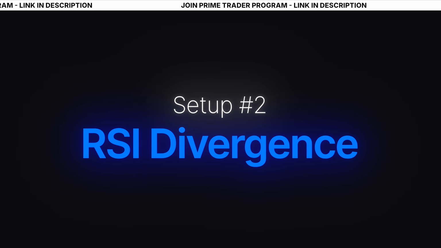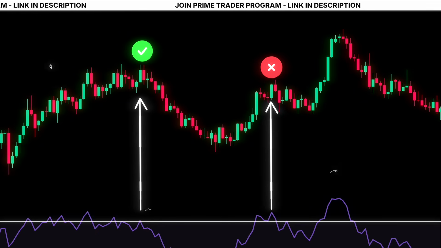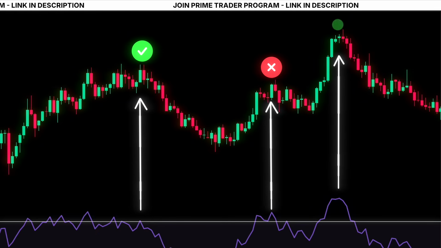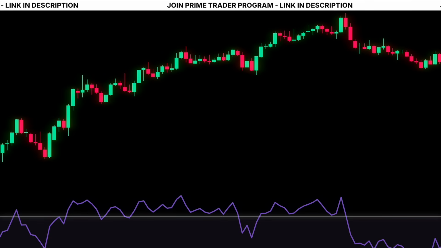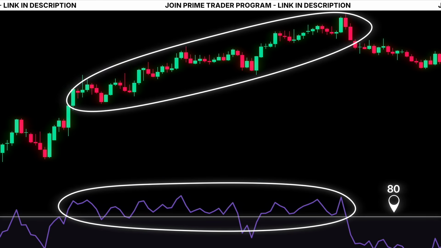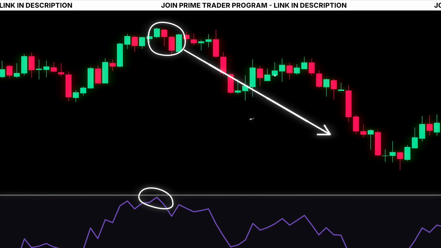Setup number 2. RSI Divergence. It is extremely difficult to identify reversals using the RSI because there is no defined level where the RSI will reverse. For instance, sometimes the RSI can stay above 80 without any pullback, while other times it can reverse after touching 60.